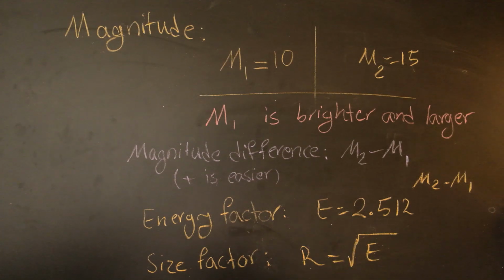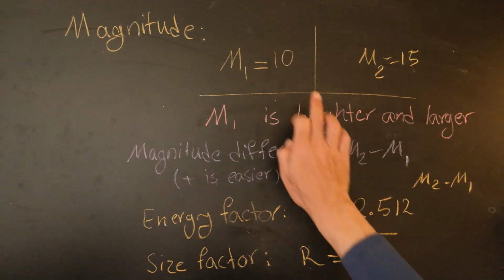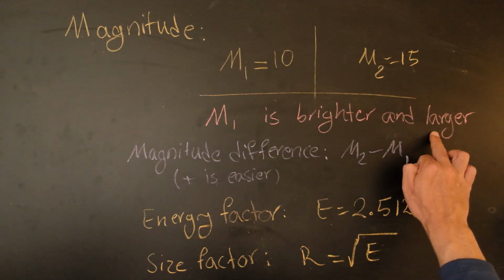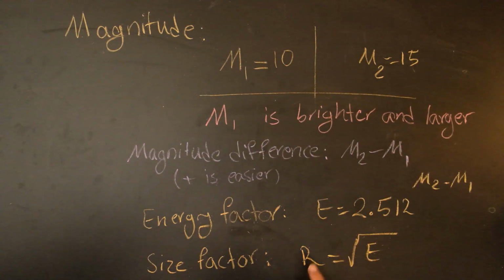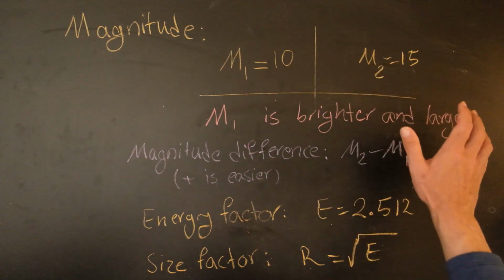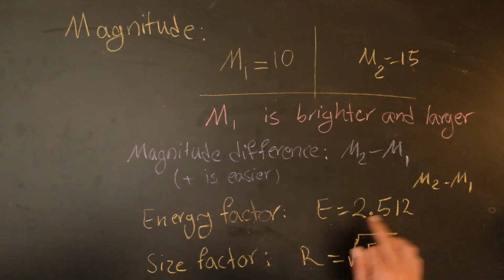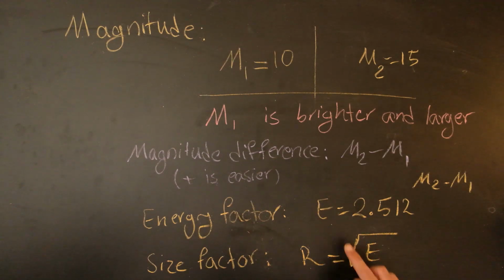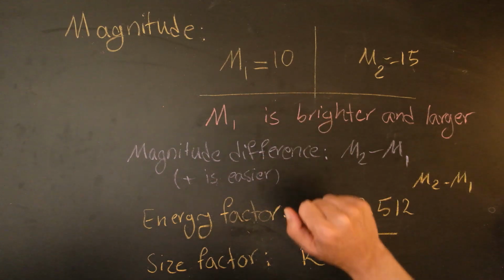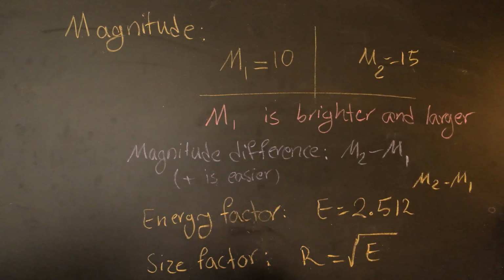Your next step is, okay, we said this star is brighter, this star is larger. How many times larger? This is R, the size factor. For the size factor, we simply take the square root of the energy factor. So for this example, we had 100 in energy factor. The square root of 100 is 10. And again, this is a ratio. It means this star is 10 times larger than this star.